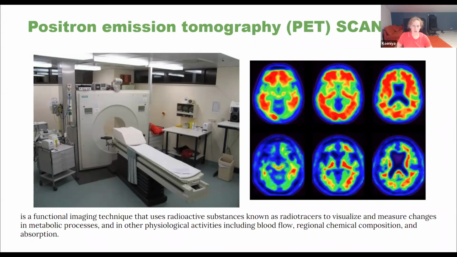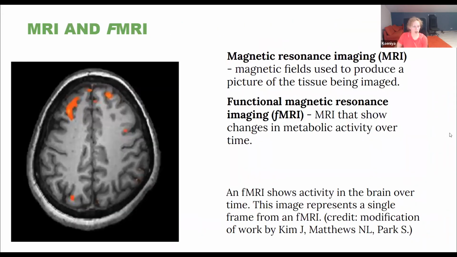So it's used when we want to know if there are any tumors, for example. It is used in oncology and for the clinical diagnosis of certain diffuse brain diseases, such as those causing various types of dementias, maybe like Alzheimer's disease.